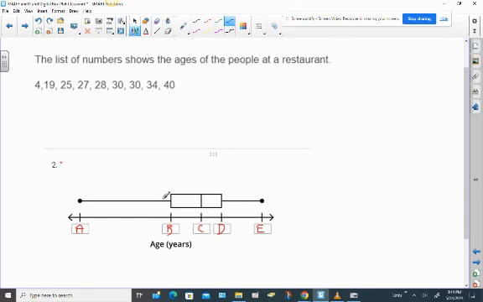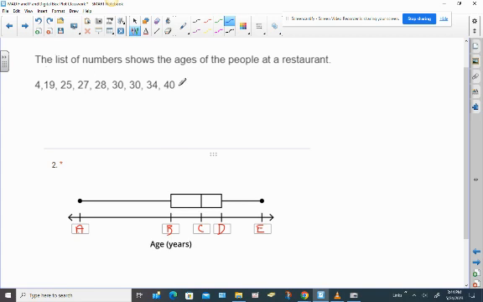The list of numbers shows the age of the people at a restaurant. Here they are. What we have to do is pick from this data set and figure out the low extreme, the first or lower quartile, the median, the third or upper quartile, and the high extreme. So let's start out with the easy ones.